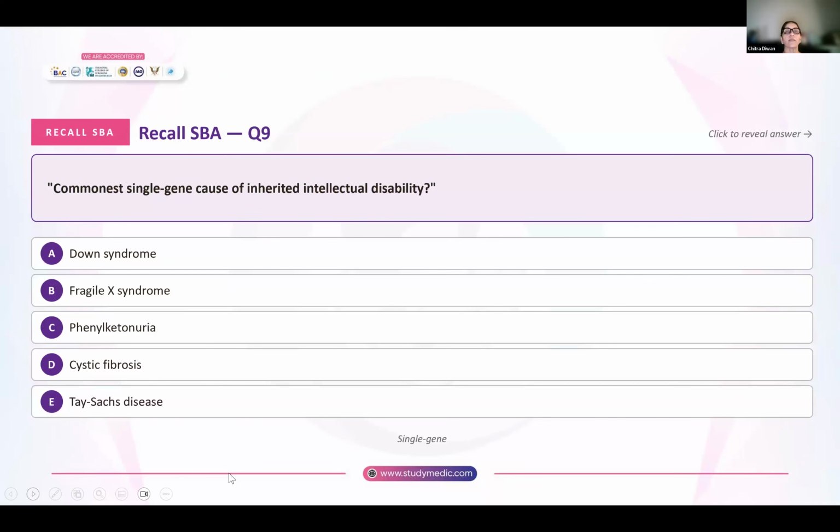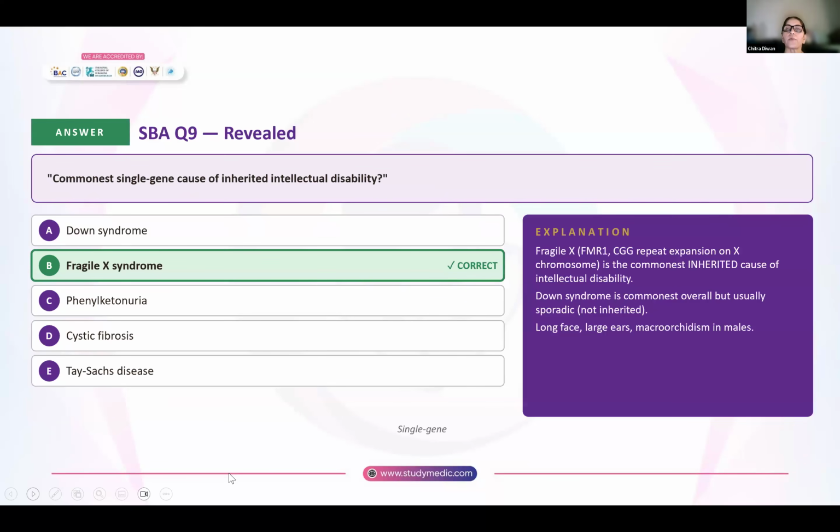Commonest single gene cause of inherited intellectual disability is Fragile X syndrome. Okay, please remember this. They have asked for inherited cause. In Down syndrome also, you will have intellectual disability. But Down syndrome is not something which is commonly inherited. Fragile X is the more common inherited cause of intellectual disability.